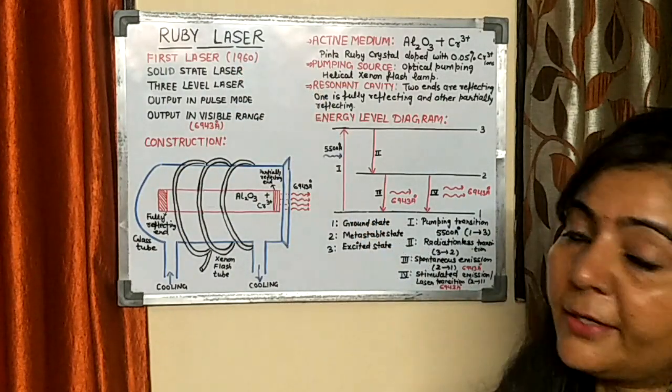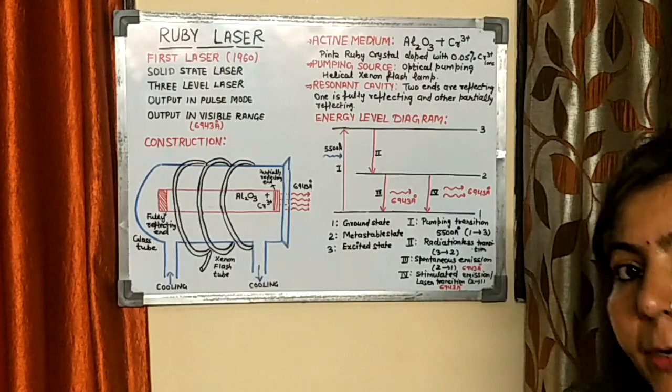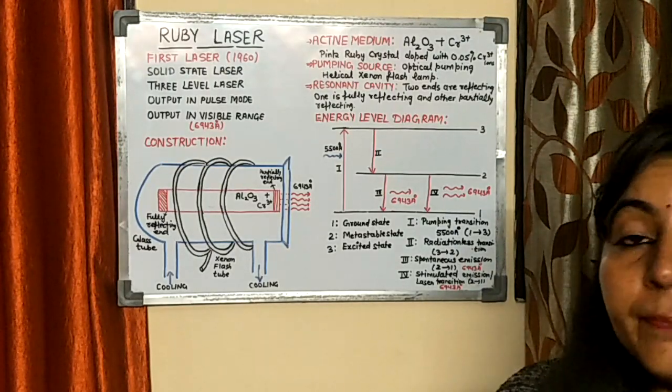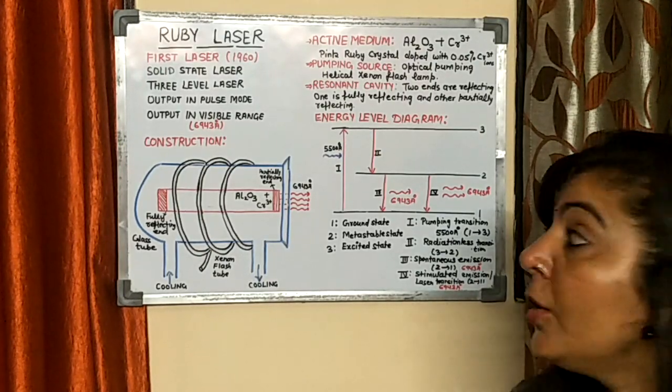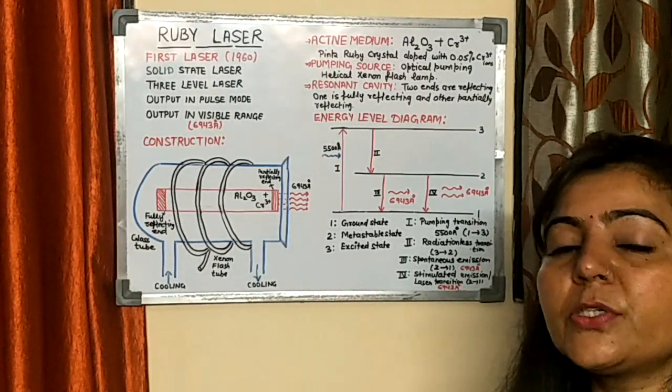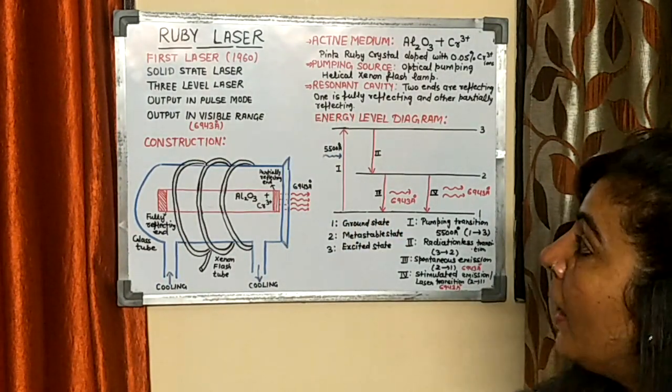The next feature of Ruby laser is it is a 3-level laser. As we have already discussed, a laser system is either a 3-level laser or a 4-level laser. In Ruby laser, since 3 energy states are participating, this laser is known as a 3-level laser.